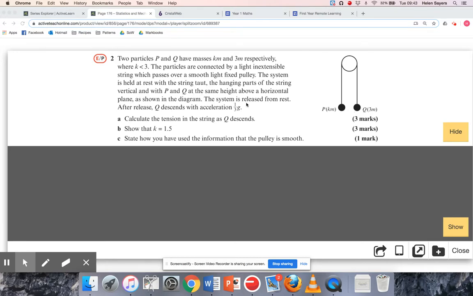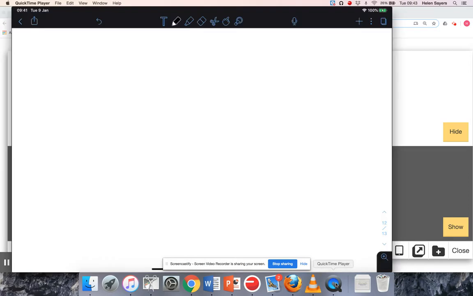The system is released from rest, and we knew that Q was going to descend because Q is the heavier particle, but we're also then given the acceleration, and we need to calculate the tension in the string. Okay, so start off with a diagram of the whole setup. So I've got my two particles, P and Q. The weight of P is going to be kmg. The weight of Q is going to be 3mg.